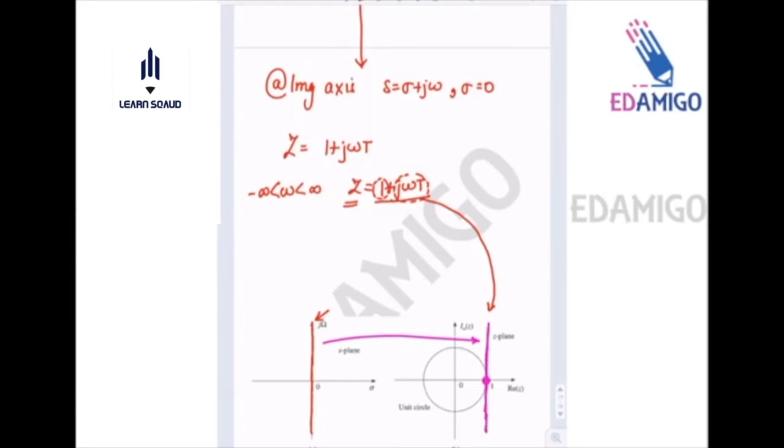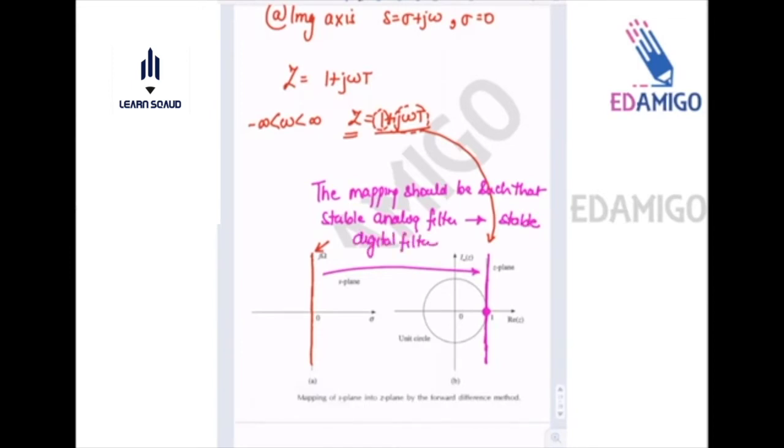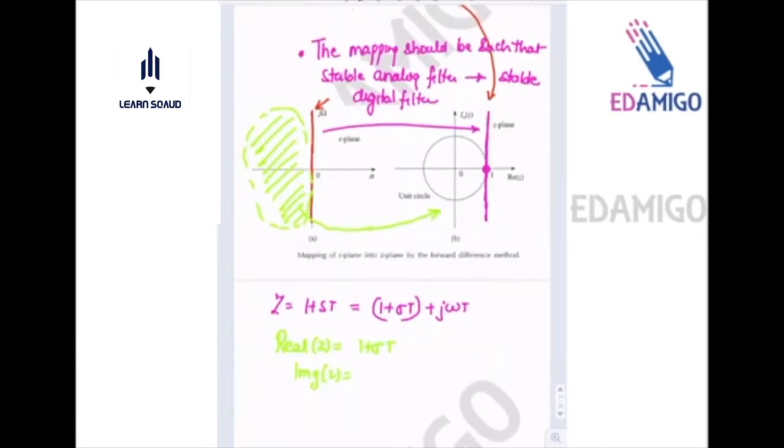Now since we know that the mapping should be such that a stable analog filter should give us a stable digital filter, we can see that here it is not happening because the imaginary part is j omega capital T.